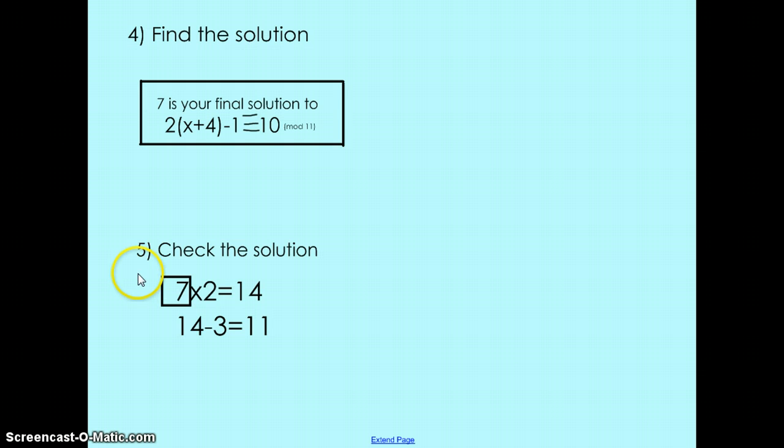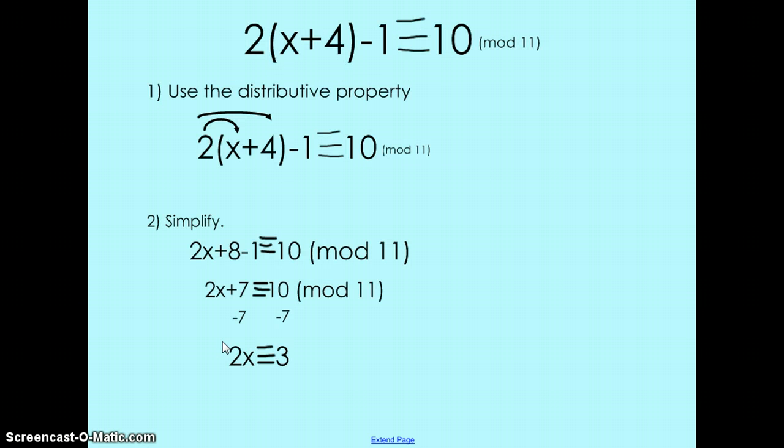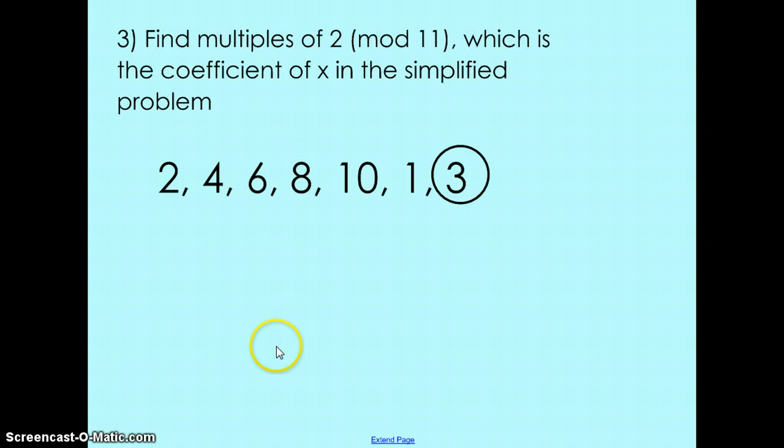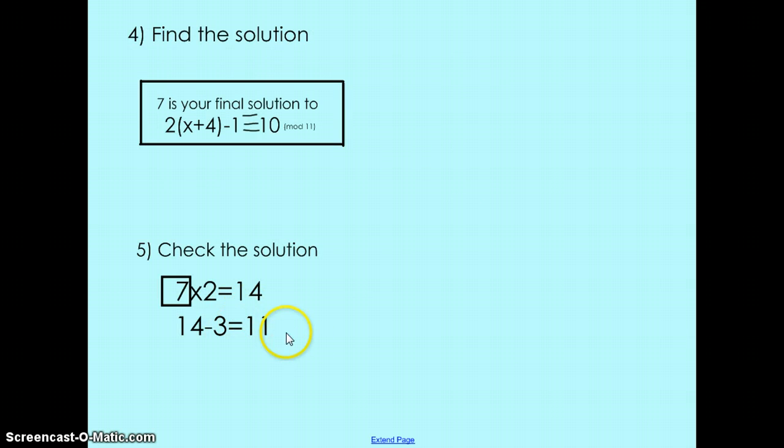7 is our answer. In order to check that solution, we take 7 times the coefficient of x, which is 2, and we get 14. Then we subtract our simplified answer from this to get our mod. So we have 14 minus 3, which we found in this equation right here, and we receive 11 as our answer, and that's the mod. So this problem works out.